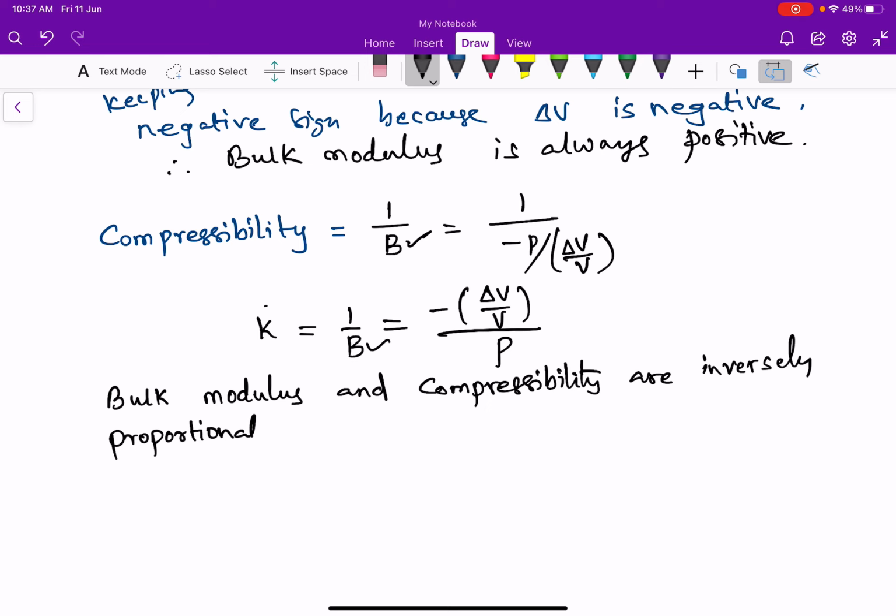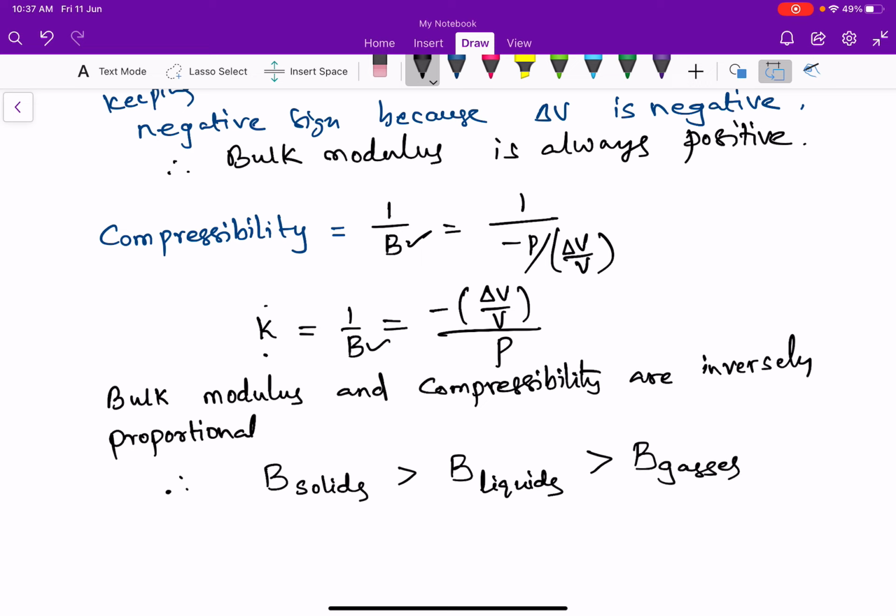That is, if bulk modulus is more, compressibility is less. So for solids, the bulk modulus is more, so they compress less as compared to liquids. And liquids' bulk modulus is more as compared to gases' bulk modulus. Therefore, bulk modulus of solids is greater than bulk modulus of liquids, which is greater than bulk modulus of gases.